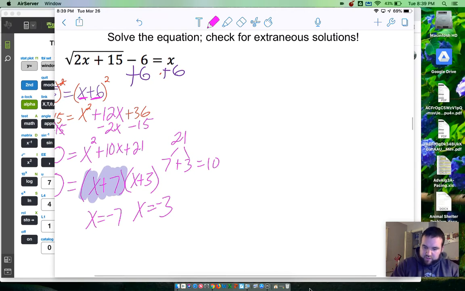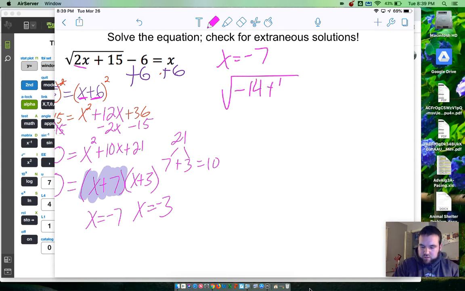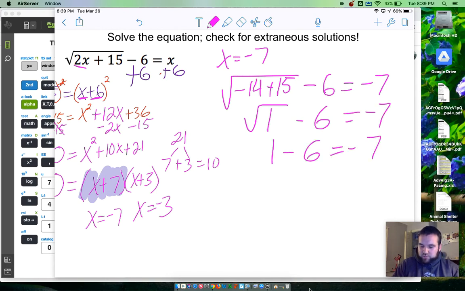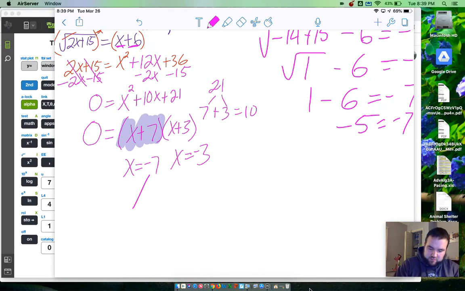I'm first going to start with x equals negative 7. I'm going to do the square root of 2 times negative 7. I'm going to make the jump here and just call it negative 14 plus 15 minus 6. Does that equal negative 7? That's the square root of 1, which is 1. If I do 1, take away 6, that does not equal negative 7. That is negative 5. So this is extraneous.